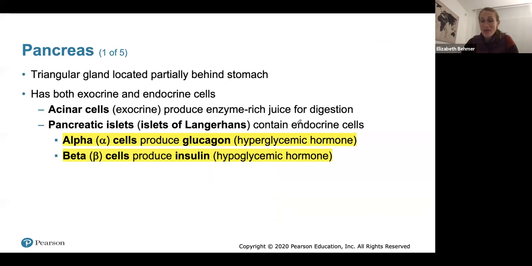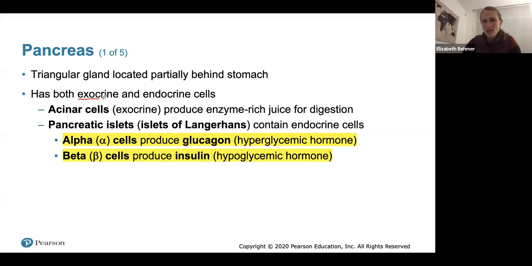And then we get to the pancreas, which is what you'll be covering a lot in your Labster lab, because you'll be talking about diabetes. This pancreas is a triangular gland located partially behind the stomach. If you know of anyone with pancreatic cancer, it's a very fast onset spreading cancer. And once someone has it, it's just hard to treat because it's almost too late. The pancreas is very important for a lot of different functions.